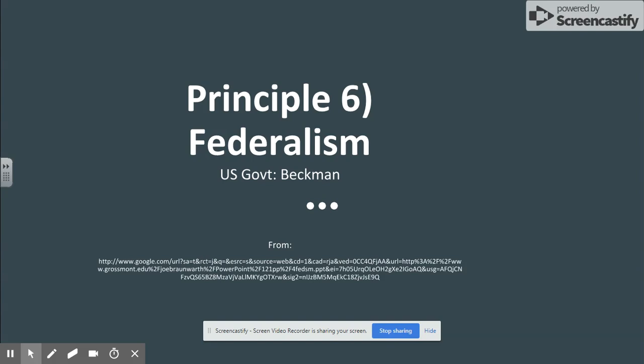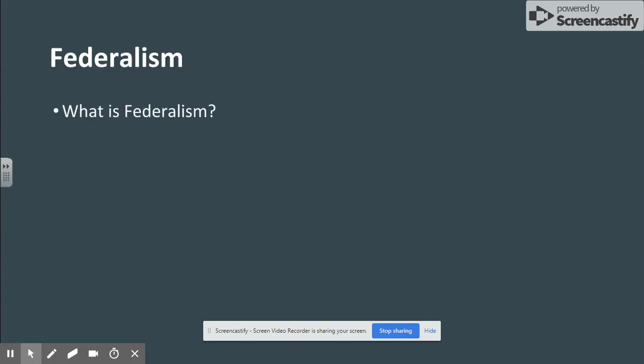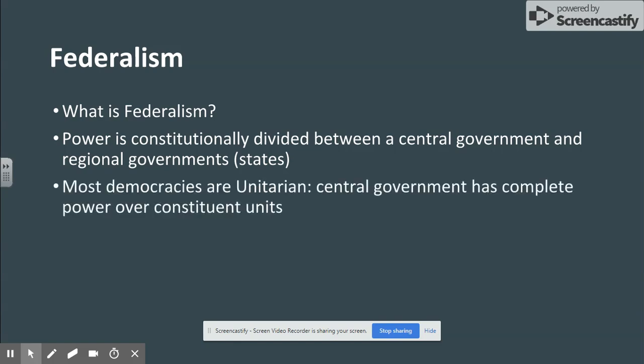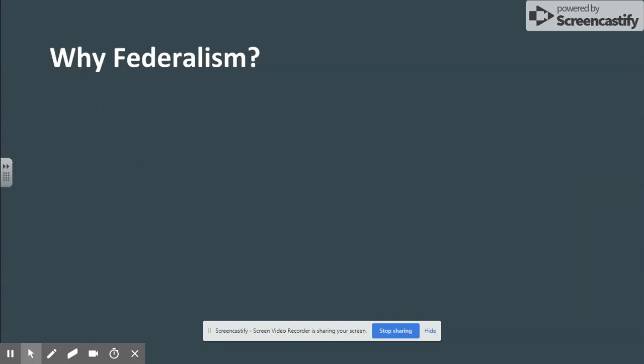Okay, this one is a little bit complicated, but if you hang with me, and pause it when you need to write down your stuff, you'll do just fine. All right, federalism, what is it? It's the power that is divided between a central government and regional governments. Hopefully you guys remember this from when we were making our own countries. Federalism is the division of power between a national government and state governments. Most democracies in the world don't work like this. America is kind of special.